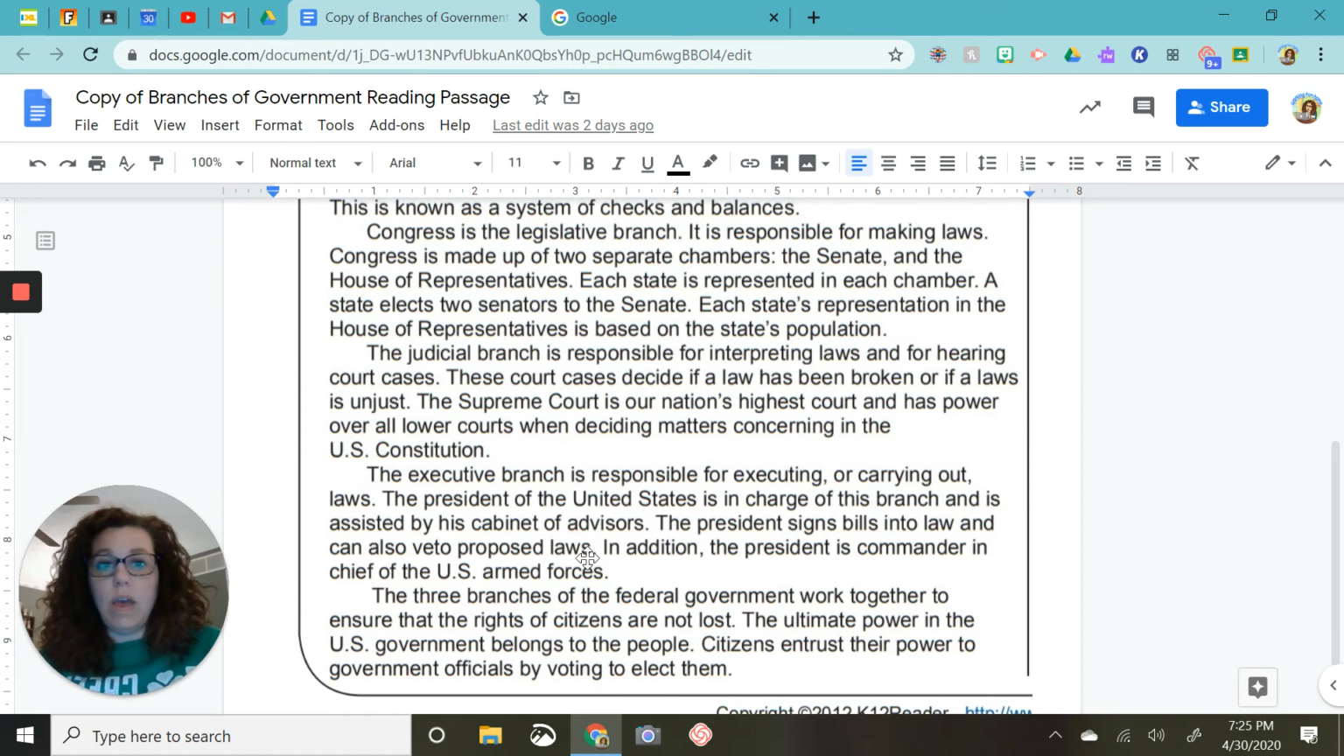So if Congress has a law that they want passed and the President doesn't like it, he can say no to it. In addition, the President is Commander-in-Chief of the U.S. Armed Forces, which is the military.